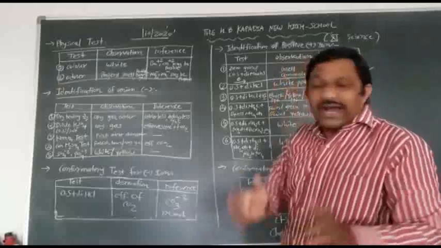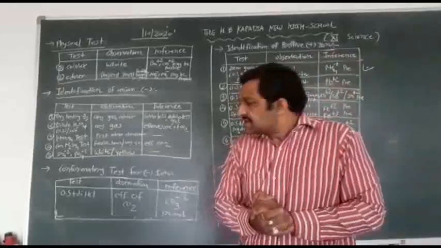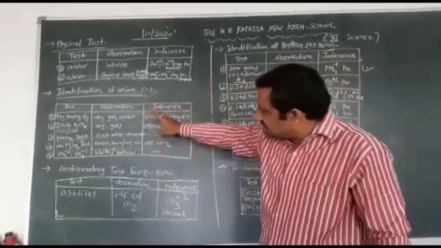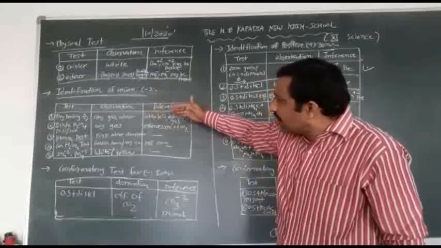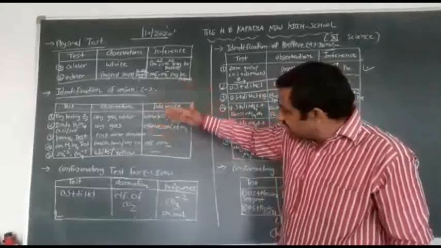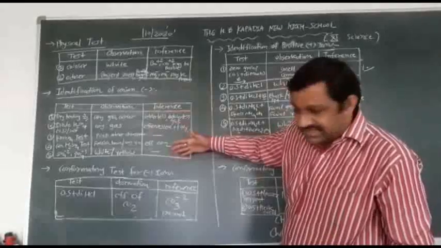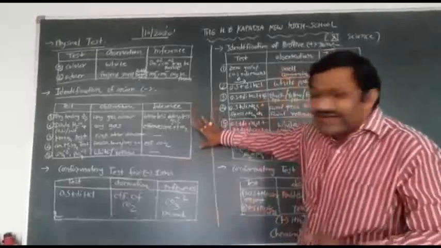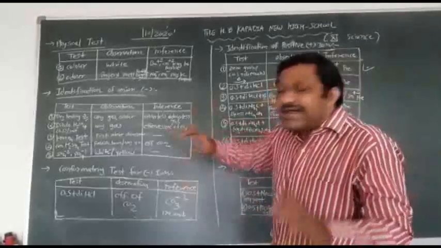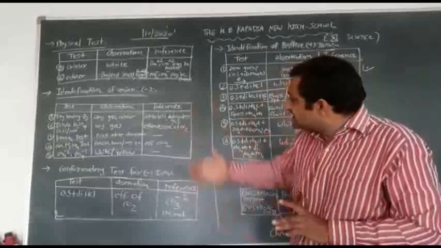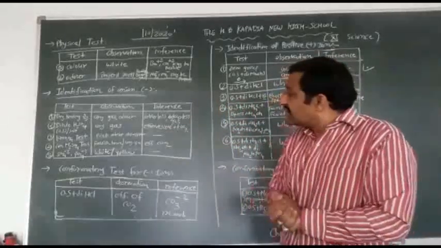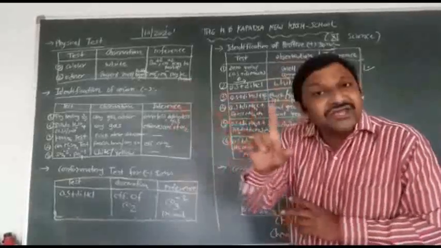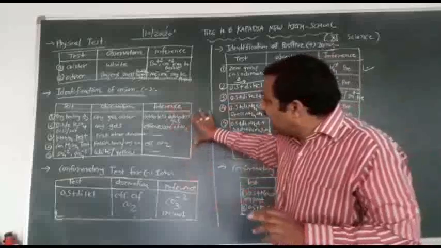Okay, now identification of anion. Here we have to perform many tests like dry heating test, dilute sulfuric acid test, then KMnO4 test, concentrated sulfuric acid test and sulfate phosphate test in identification of anion. But the very important test is the dilute sulfuric acid test, because carbonate is here. So when we perform the dilute sulfuric acid test, what will happen here?